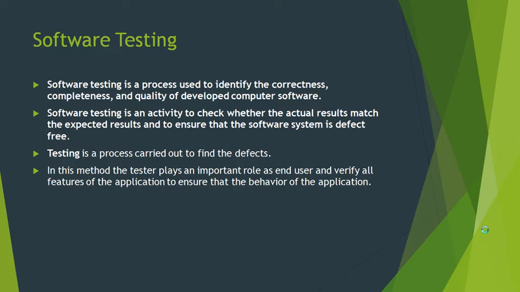Software testing is a process used to identify the correctness, completeness, and quality of developed computer software. Software testing is an activity to check whether the actual result matches the expected result and to ensure that the software system is defect free. So we can say that testing is a process carried out to find defects.